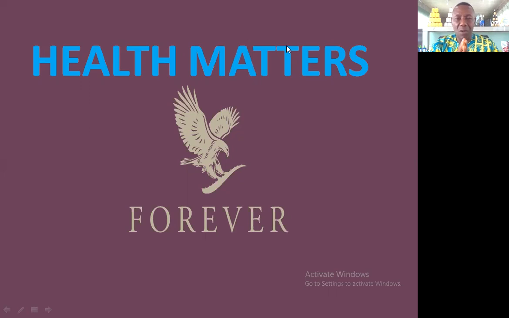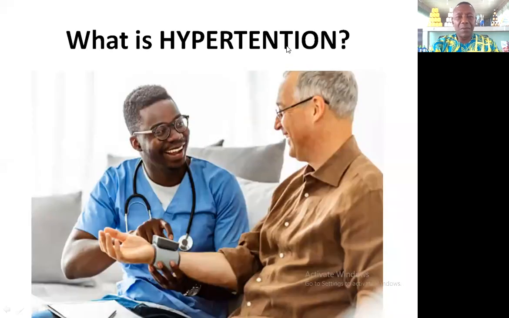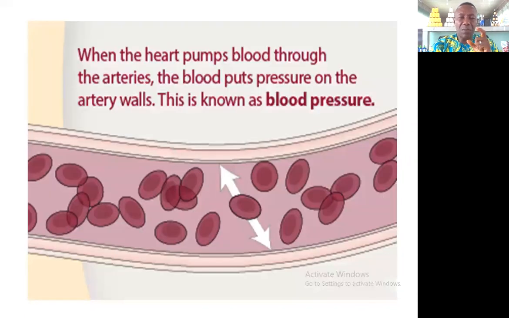Today, we'll be making an attempt at understanding what hypertension actually is. What is hypertension? Before looking at what hypertension is, I would like us to know what is known as blood pressure. When the heart pumps blood through the arteries, the blood puts pressure on the artery walls, and this is known as blood pressure. Of course, it's a normal occurrence. Every day, we experience blood pressure, carrying nutrients to all of the organs of the body.